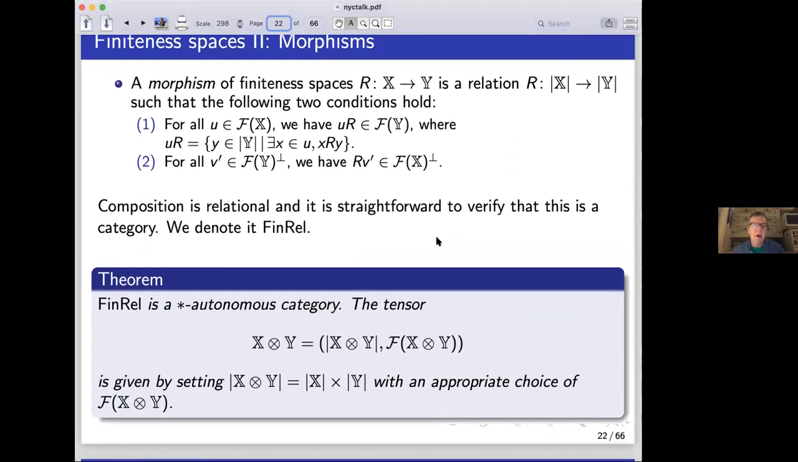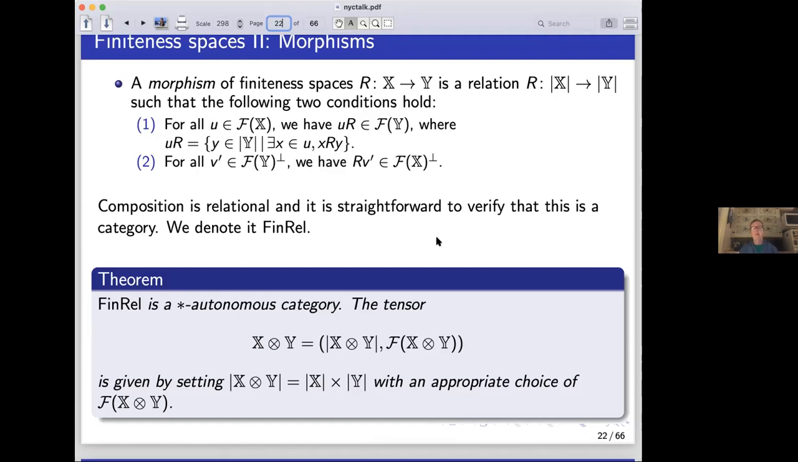Okay, the tensor product is defined by you take the Cartesian product of the underlying sets, just like you do for ordinary relations, and there's a choice for F of X tensor Y that makes this work. And the choice is you take all the squares, so the product of a finitary thing in X and a finitary thing in Y. So you take all those squares and then you downward close that set. Okay, so you can check that that's a finiteness space and it acts as the tensor product, and this category is symmetric monoidal closed, and the 1-point set acts as a dualizing object.